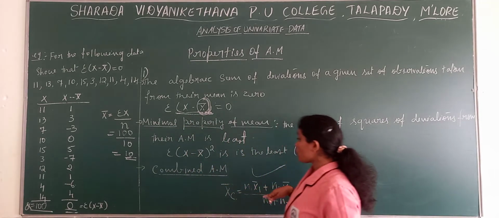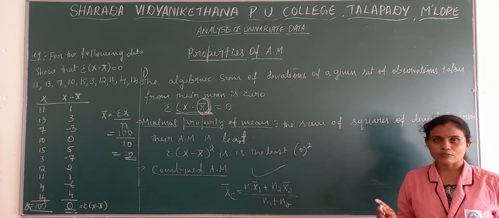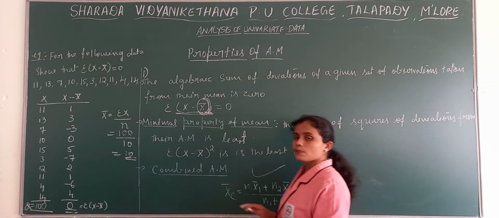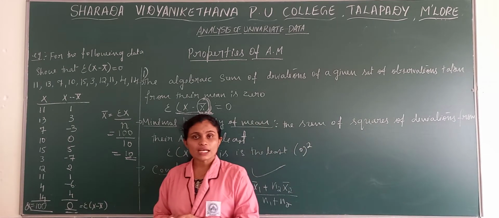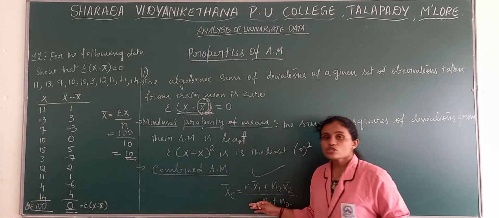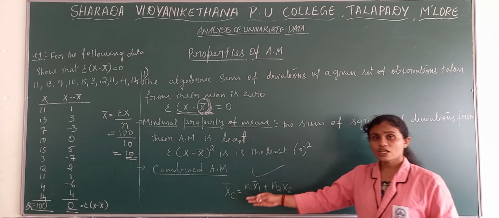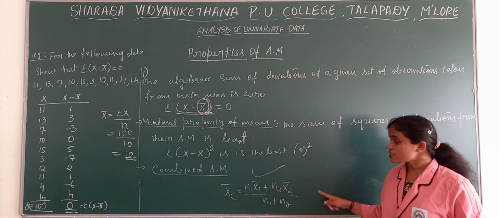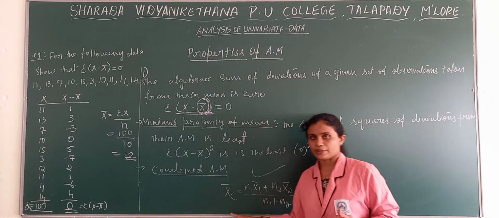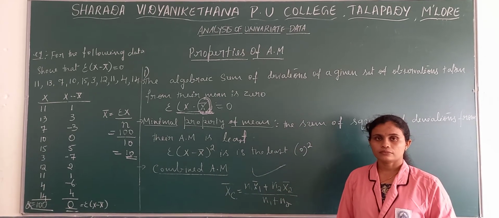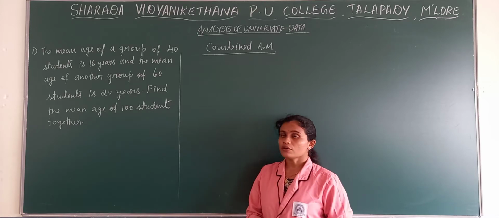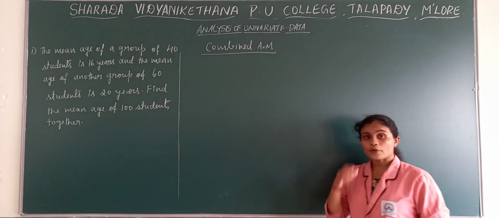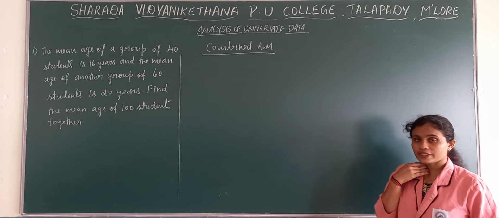And the third property, as I said, is the combined arithmetic mean. Two sets of series will be given, and we need to find out the combined arithmetic mean. Under this, you need to solve some problems. So now we'll see problems under the third property, that is combined arithmetic mean.